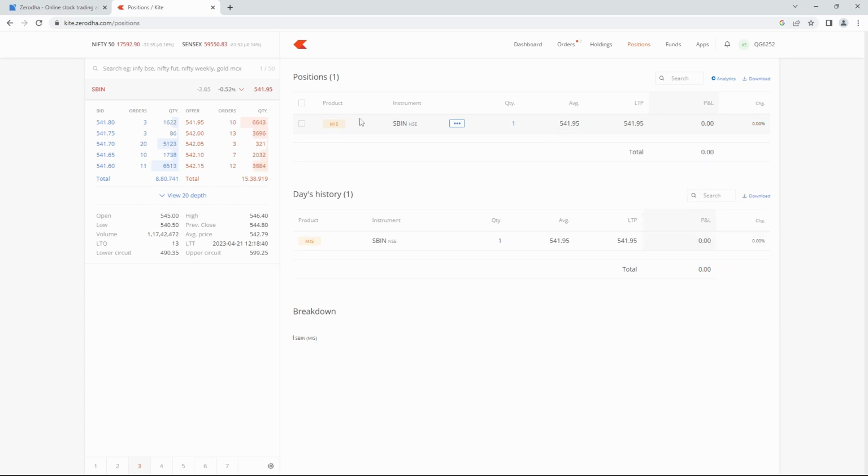As you have seen in this particular example, we have executed a limit order and a market order as well.